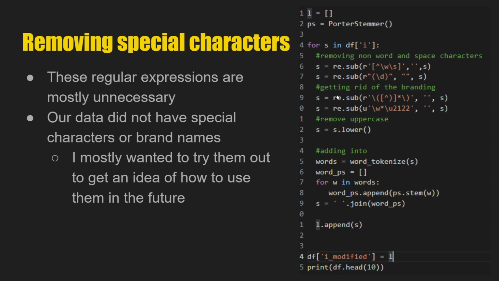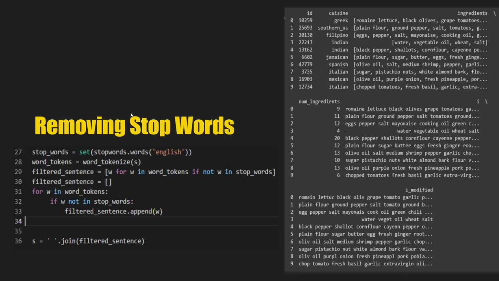So here, this code removes the special characters. This isn't necessary for our dataset because the dataset actually didn't have any of these special characters. But I wanted to write this solely so we could practice it for the future. And here we remove the stop words as well. This is what our dataset looks like when it's printed out after this tokenization takes place.